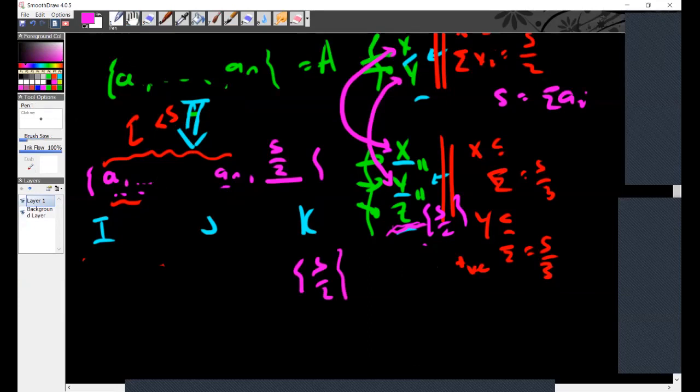Now if K can only contain S/2, what does that say? That says that these remaining elements, A1 to AN, have to be partitioned amongst I and J. They have to be split evenly amongst I and J such that the sum is the same, right? Now, what do we know?